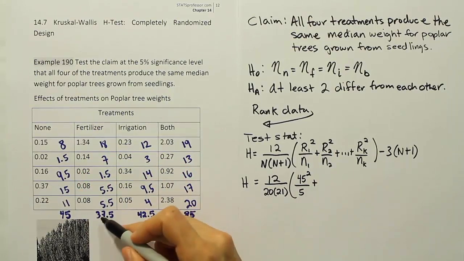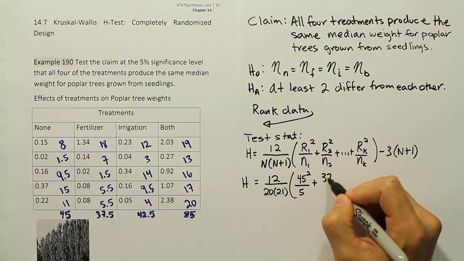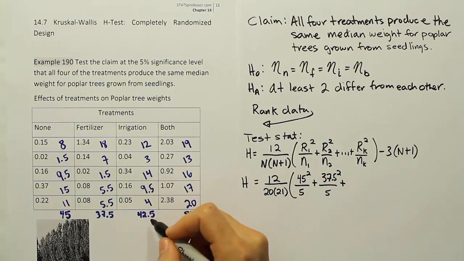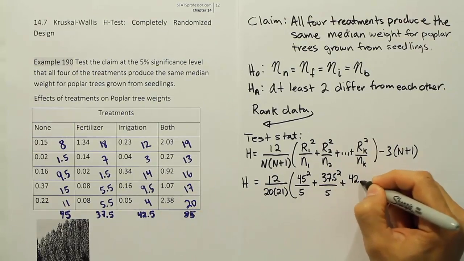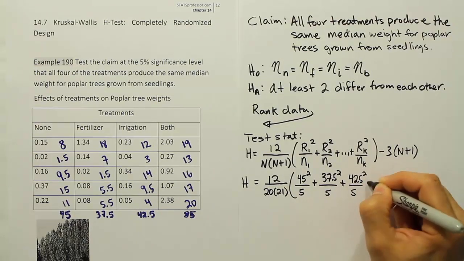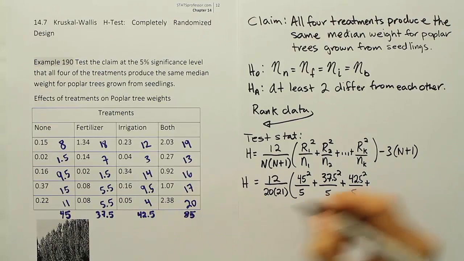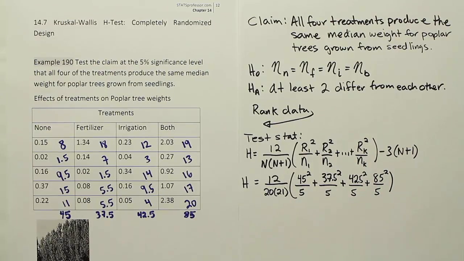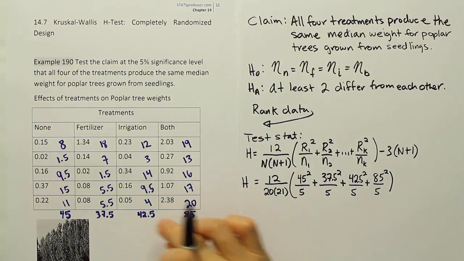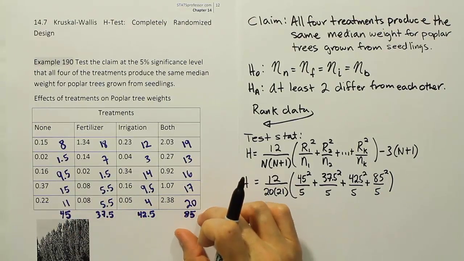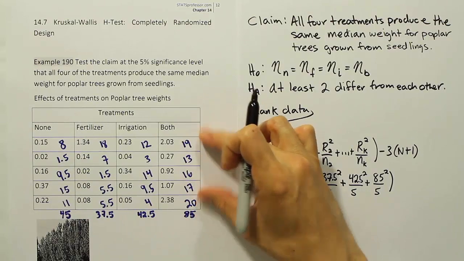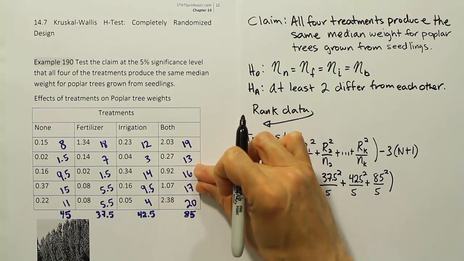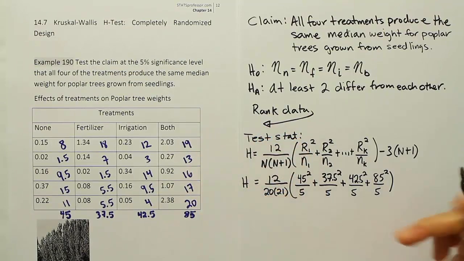Then we'll have 37.5 squared divided by 5, plus 42.5 squared divided by 5, plus 85 squared divided by 5. The logic is pretty straightforward here. If one of these is significantly bigger than the others, it indicates that perhaps this technique has a better overall yield or produces a heavier overall weight of poplar trees.